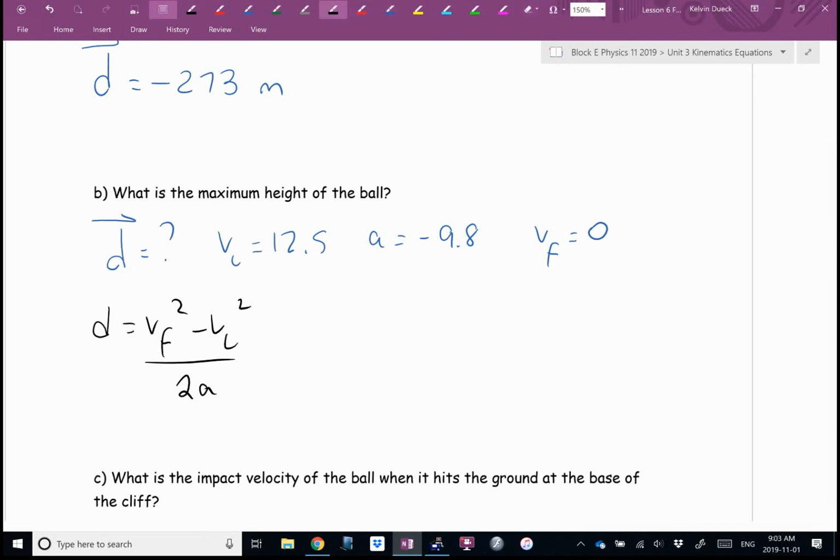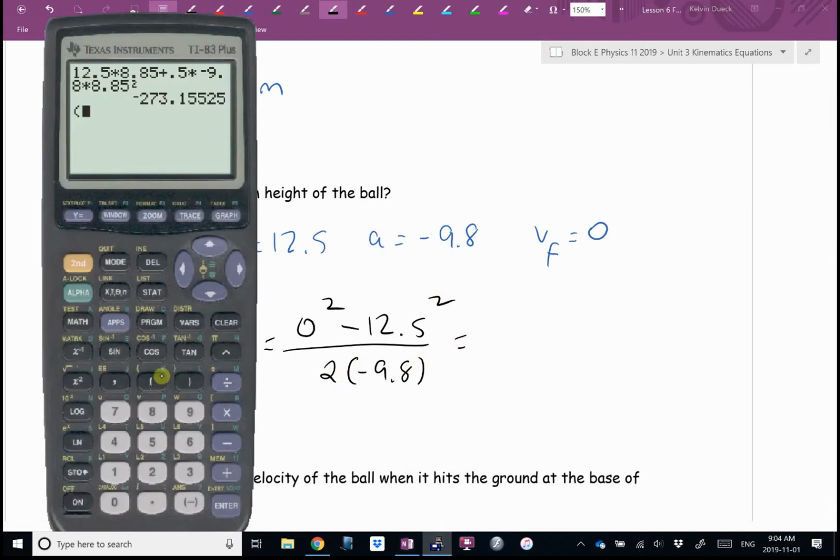Okay, we're going to get 0 squared minus 12.5, don't forget the squared, all over 2 times negative 9.8. Is this a fraction? Brackets around the top. Is this a fraction? Brackets around the bottom. Got a positive answer, which is good. Anybody else get 7.97? Yeah?